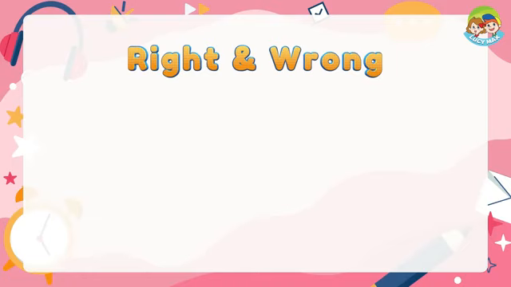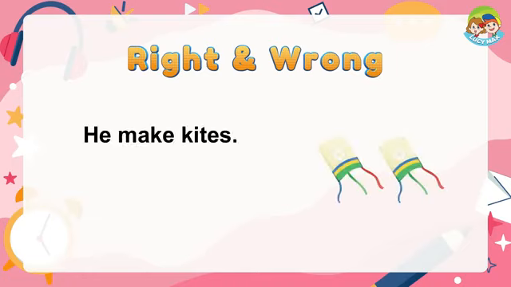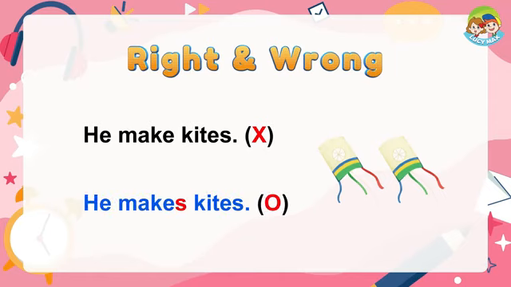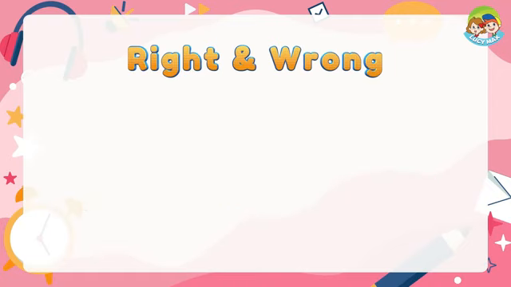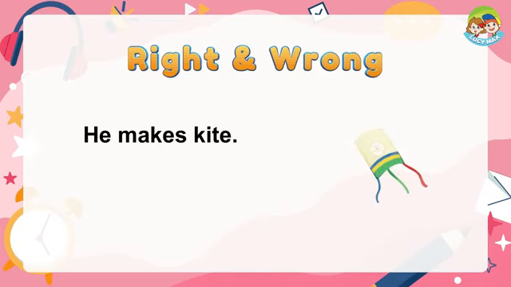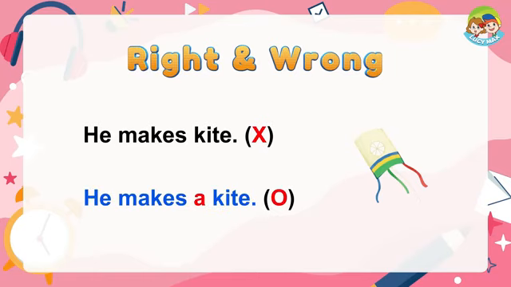Next, he make kites. The pronoun he should go with a verb that has S. He makes kites. Next, he makes kite. This sentence needs an article. He makes a kite.